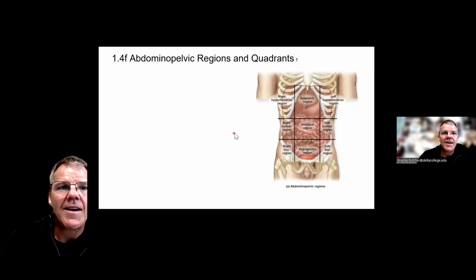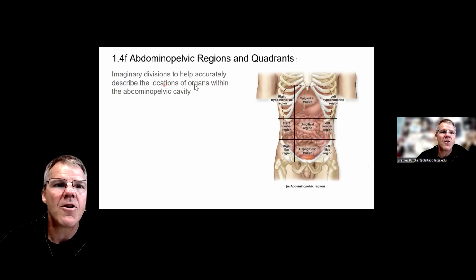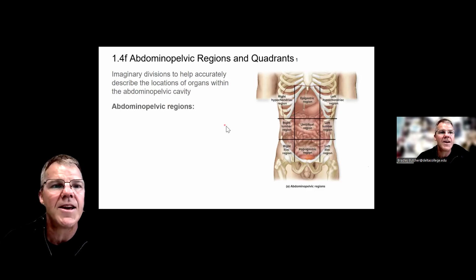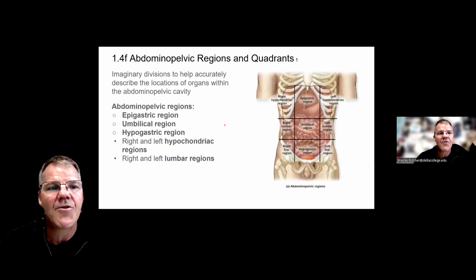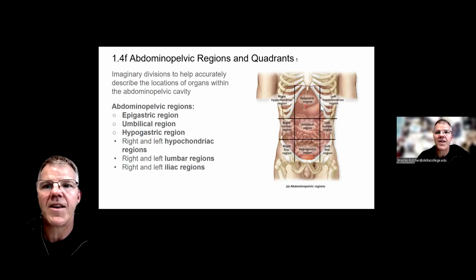And then our last major thing is to talk about the abdominal pelvic regions and quadrants. So these are imaginary divisions that help us accurately describe the locations in the abdominal pelvic cavity. We have 9 regions. You can see them here with the epigastric region, the right and left hypochondriac region.